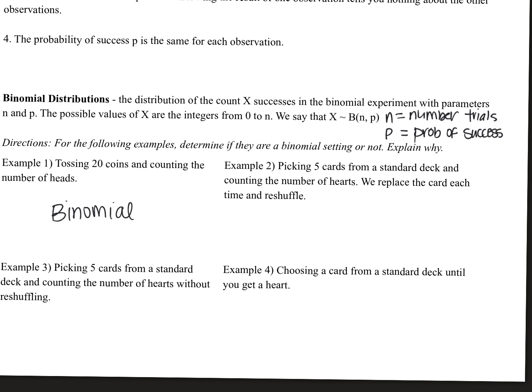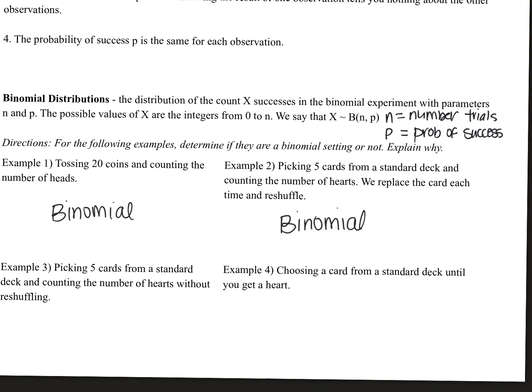Okay. Example 2, picking 5 cards from a standard deck and counting the number of hearts. We replace the card each time and reshuffle. The important thing here is that last sentence. Are there 2 outcomes? Yes, it's either a heart or it's not a heart. Second, a fixed number of trials. Yes, 5. Third, are the observations independent? Here's where that last sentence comes in. If we didn't know that we were replacing the card each time, it wouldn't be independent. But because we're replacing the card, it's independent. And the probability of success is the same: there is a 25% chance that you select a heart. So this one is also binomial.